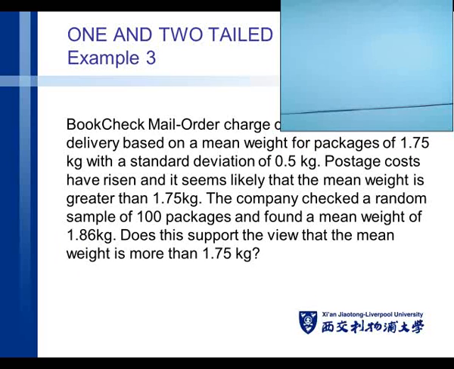A mail order company charges customers a flat rate for delivery based on a mean weight of packages of 1.75 kilograms, and you think the population standard deviation is half a kilogram. Postage costs have risen, so it is likely that the mean weight is greater than 1.75 kilograms. The company checked a sample of 100 packages and found a mean weight of 1.86. So, does that support the view that the mean weight is more than 1.75 kilograms?